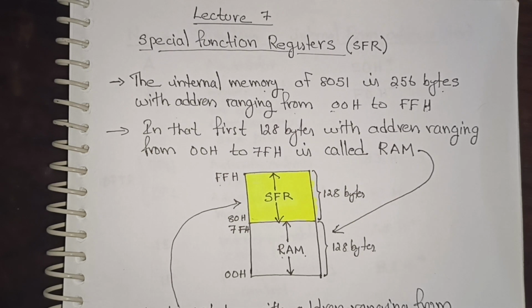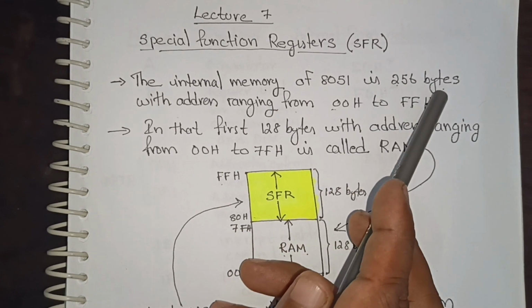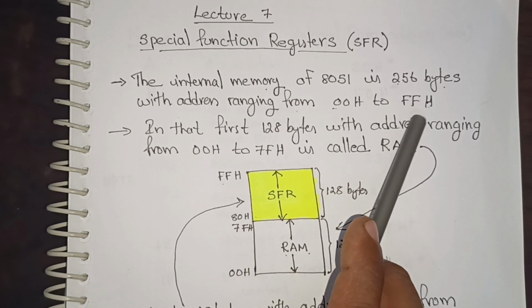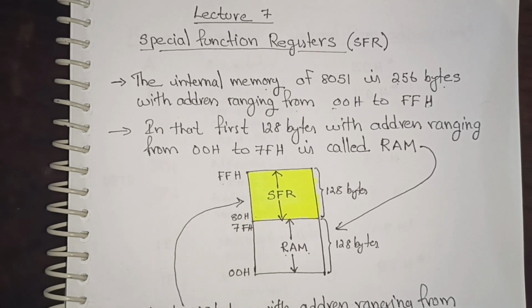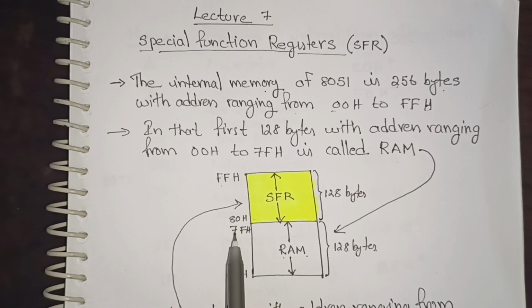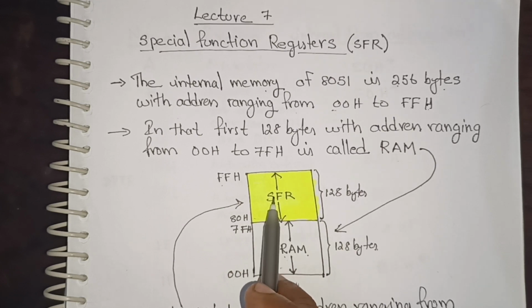So here we will see the internal memory of 8051 is 256 bytes long with address ranging from 00 to FFH. That is total 256 locations. In the first 128 locations, that is ranging from 00 to 7FH, our internal RAM resides. And we have already seen the organization of internal RAM. Now in the next part, address ranging from 80H to FFH, special function registers reside.